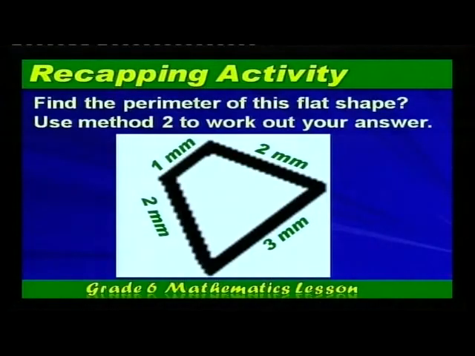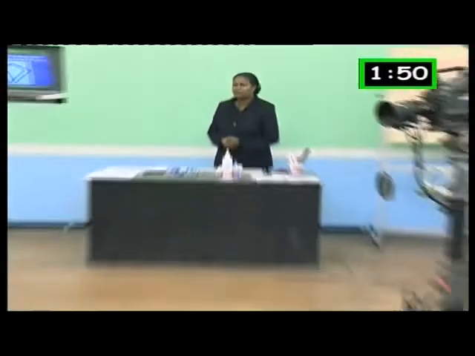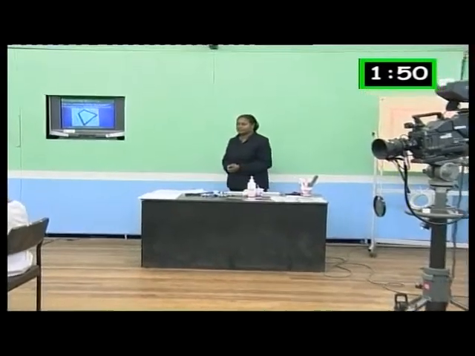Now, I'd like you to find the perimeter of this shape using the second method. I'll give you only 2 minutes to work out your answer quickly in your exercise book. Just 2 minutes. Receiving students, I'd like you to do the same. 2 minutes to do the exercise. As soon as you finish, I will stop you and we will move on to our lesson for today.